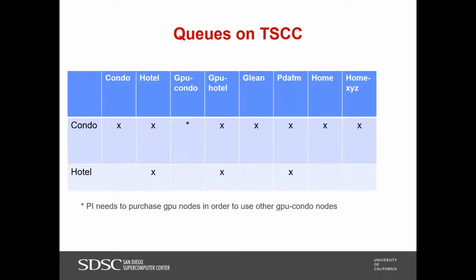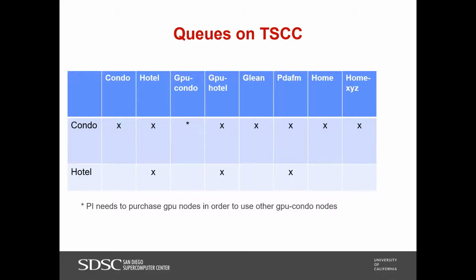Okay, so which queues are available on TACC then? Still we divide into the condo program and the hotel program, and I listed which queues are available to the condo users or hotel users.